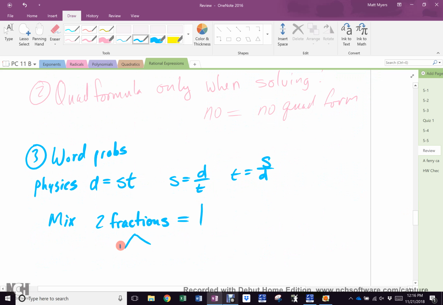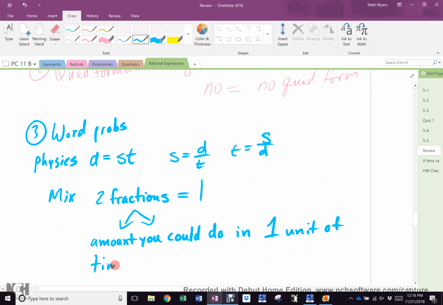How do you find those fractions? It's the amount you could do in 1 unit of time. So Fari takes 25 minutes to eat the whole bag, so that means in 1 minute he can eat 1/25 of the bag. His time divided by 25. Yeah?